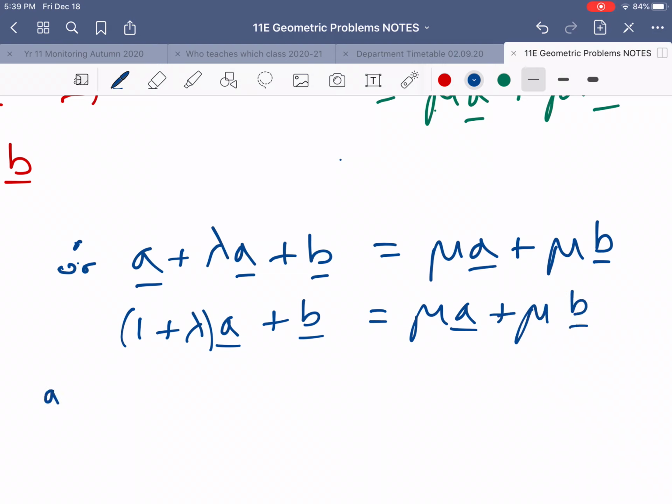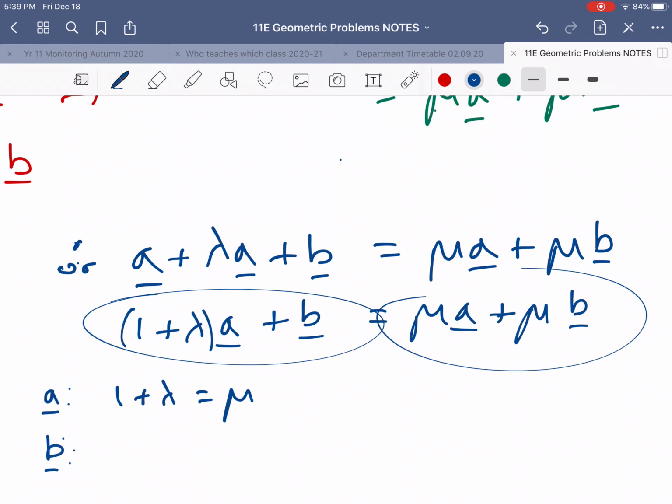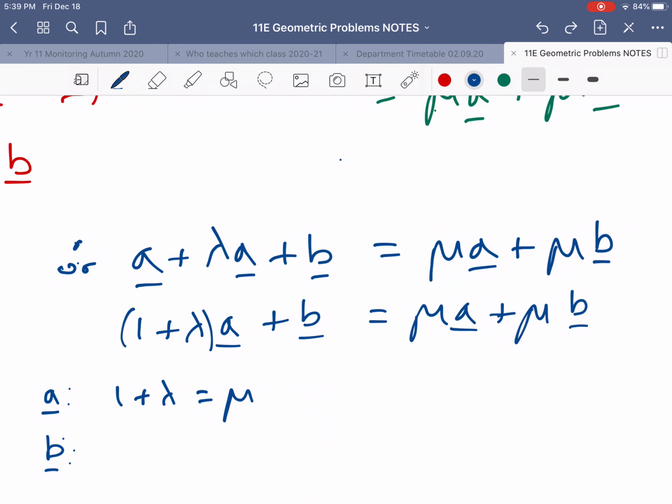So the A's, on the left I have 1 plus lambda lots, and on the right I just have mu lots. When I compare the number of B's, it has to be the same because both are describing the same starting point and end point, O to X. On the left I have just one B, so the coefficient of B is 1, an invisible 1 there. And on the right I have mu B. So we know straight away that 1 is mu.